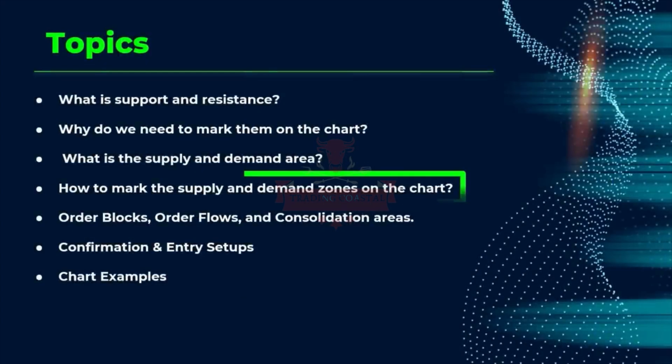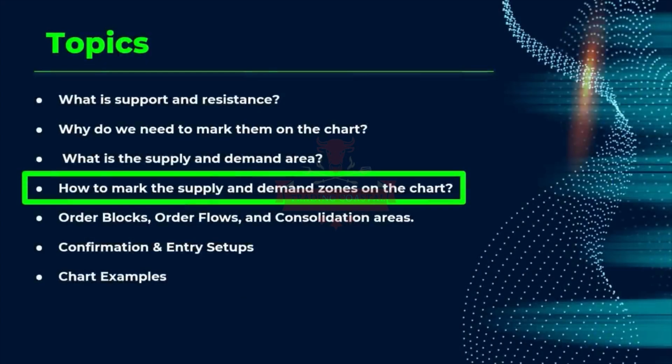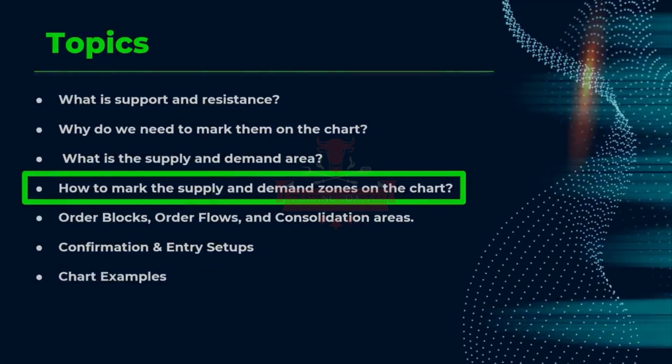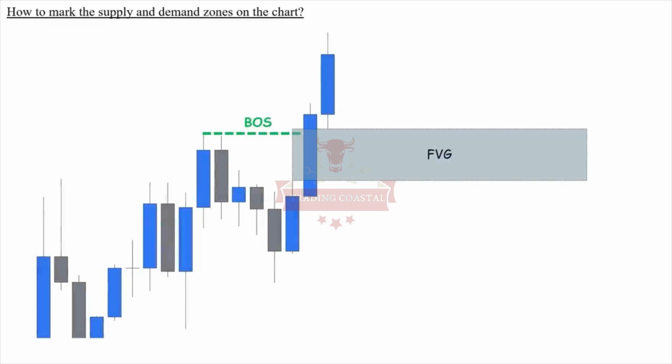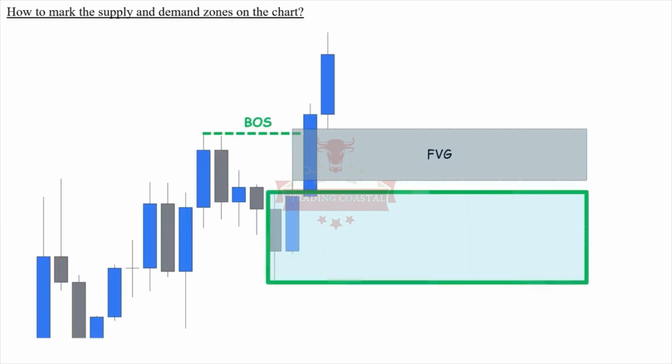Now, how to mark the supply and demand zones on the chart. Let's start with the basics. The first step is to identify the fair value gaps and breaks on the chart. Once we find a move with these criteria, we mark the demand like this. We draw a rectangle from the high to the low of the last candle that creates the fair value gaps as our demand zone, which we believe is where the decisions are made during this candle.